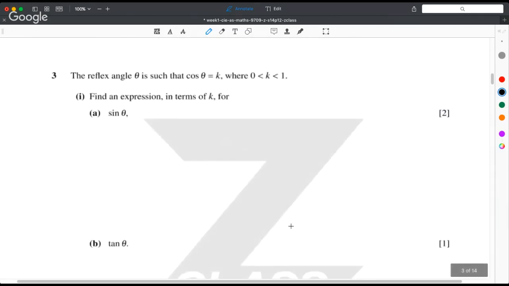Okay, question 3. So we're told that we have a reflex angle, and that means basically that it's greater than 180 degrees. Sorry, greater than 90 degrees, I think. And we're told the cosine of theta is equal to k.